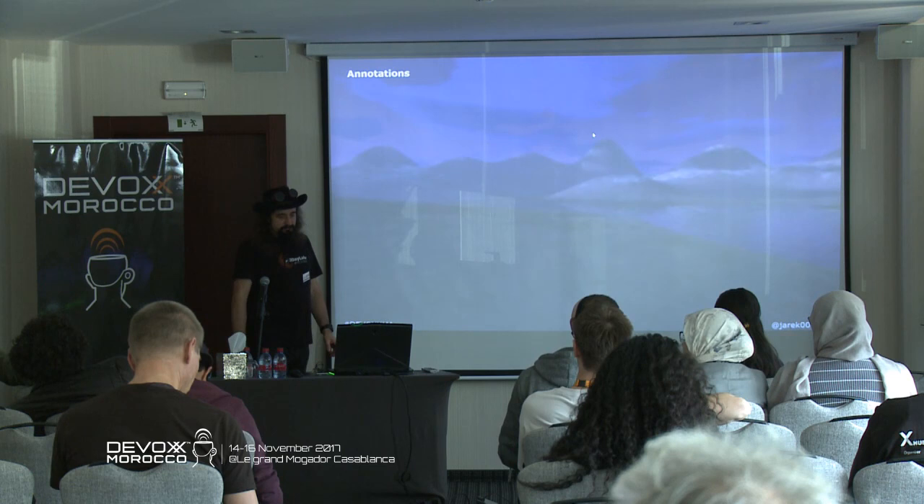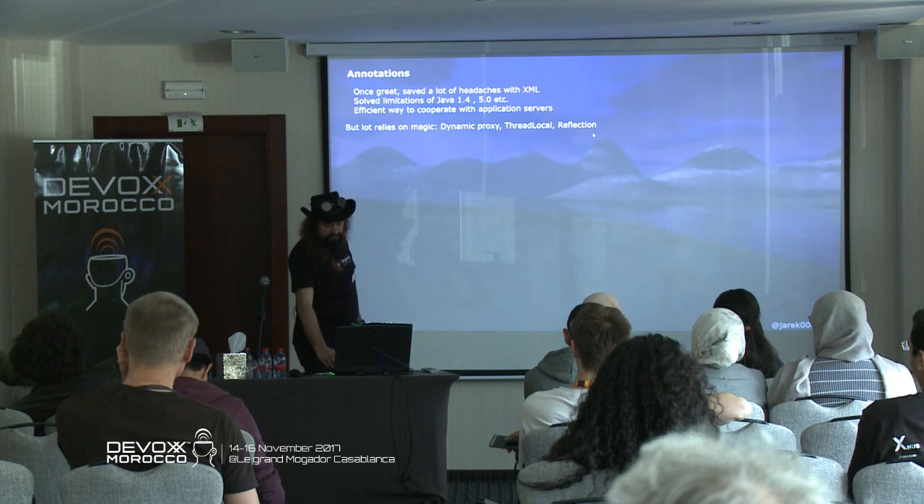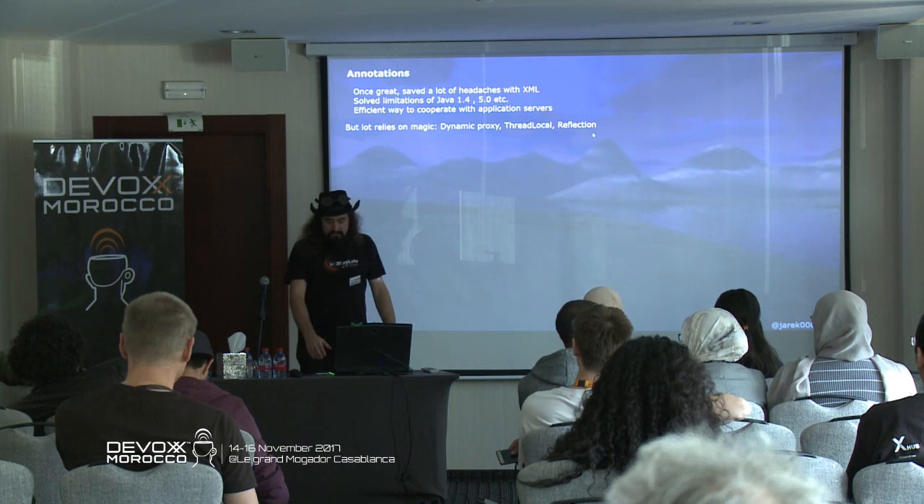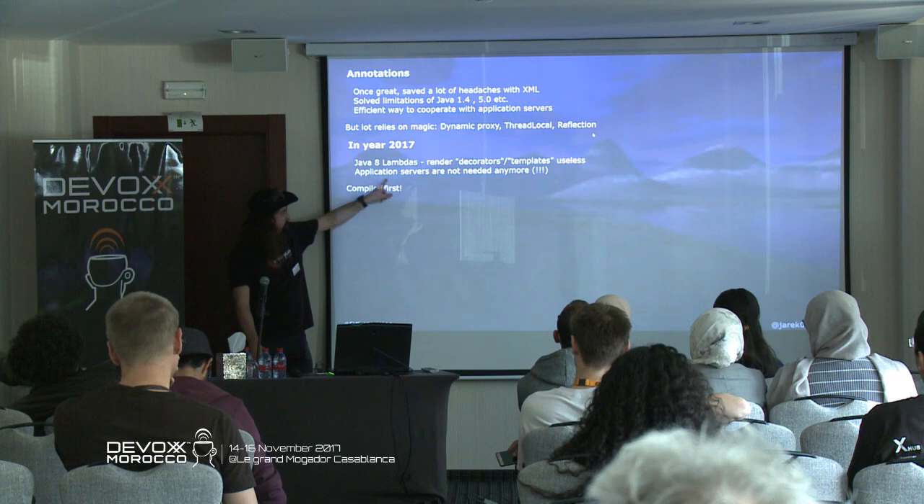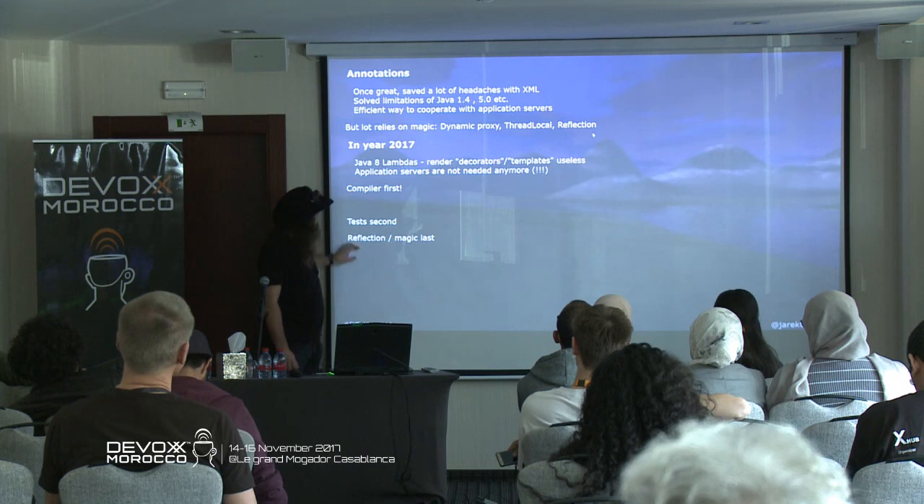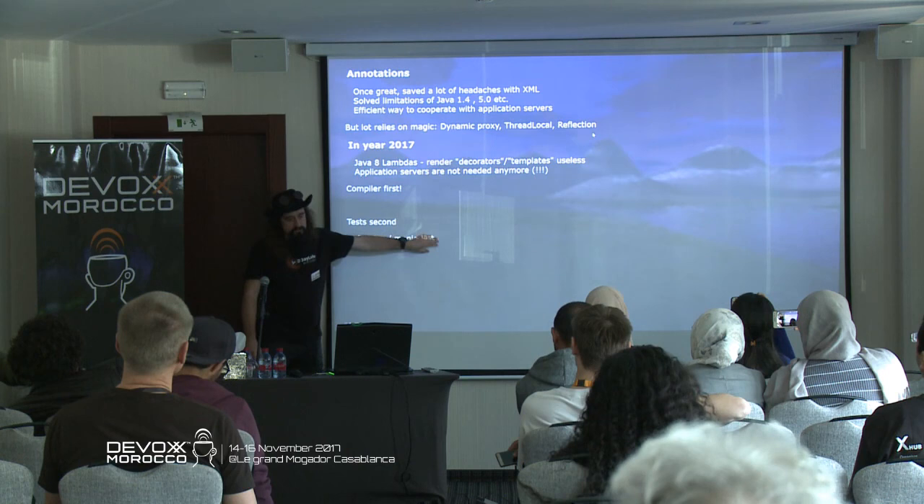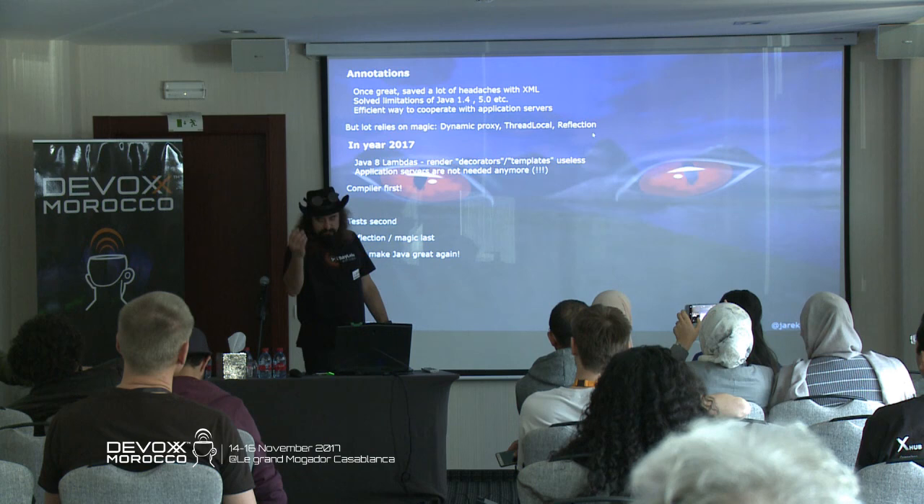About annotations: they were great and saved us a lot of problems writing huge XMLs, but they basically rely on magic reflection, which is dangerous. And in 2017, we have lambdas, which make a lot of these decorator templates useless. Whenever you can use compiler power, the Java compiler is great, so give it a chance. Use the type system. Reflection or magic is the last thing. When you can't prove something with the compiler or with a test, then it is the moment for reflection. But it's not as often as you use it right now in the typical mainstream. So let's make Java great again. That's my story. Thank you very much.